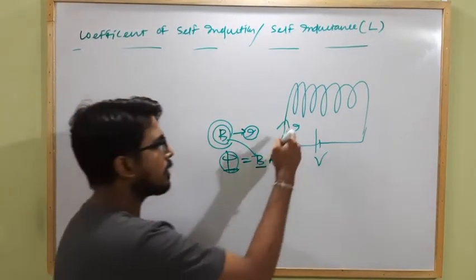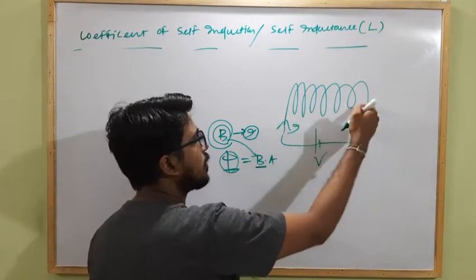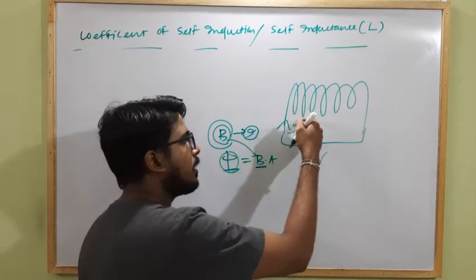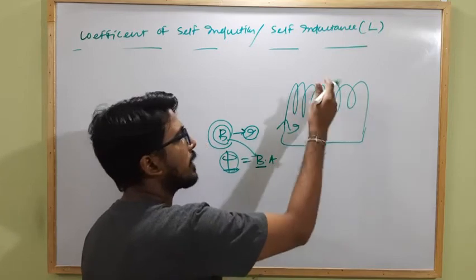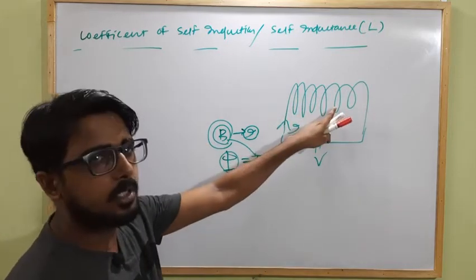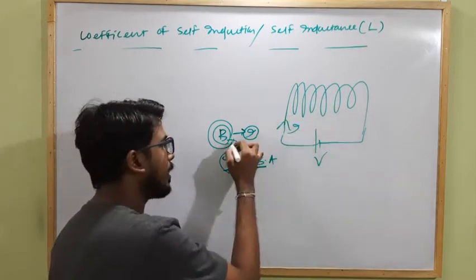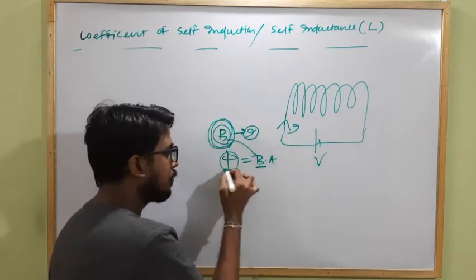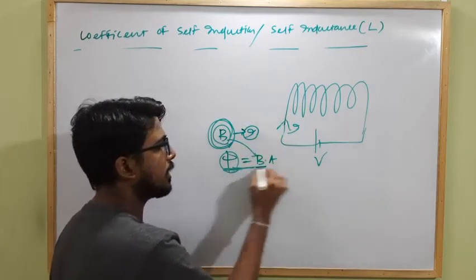Clear? So when the amount of current flowing through the inductor increases, it will increase the strength of the magnetic field produced by each turn of the inductor. And as the strength of the magnetic field increases, the flux linked with each turn also increases.